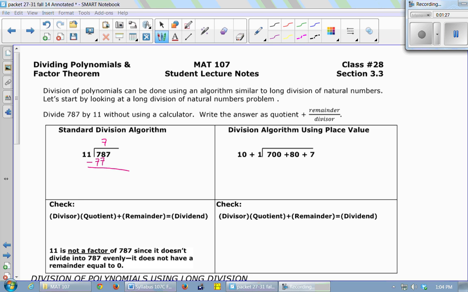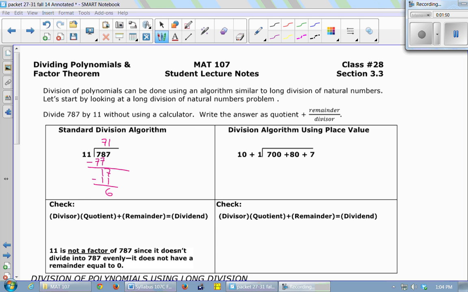All right, so then you'd say, okay, well, 8 minus 7 is 1, 7 minus 7 is 0. I have 1 left over here. And then what? Bring down the 7. Yep. How many times does 11 go into 17? Once. So I put a 1 there. 1 times 11 is 11, and I subtract. 17 minus 11 is 6.